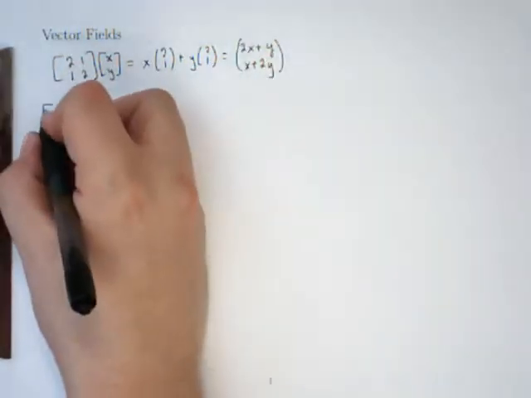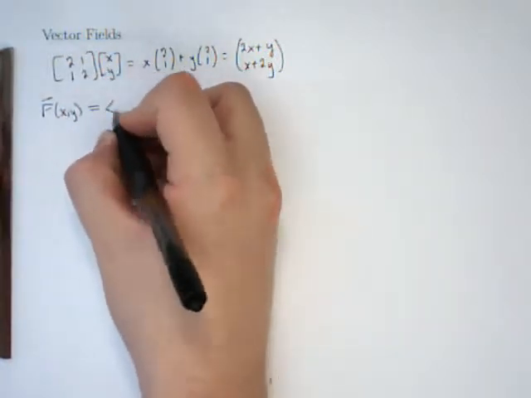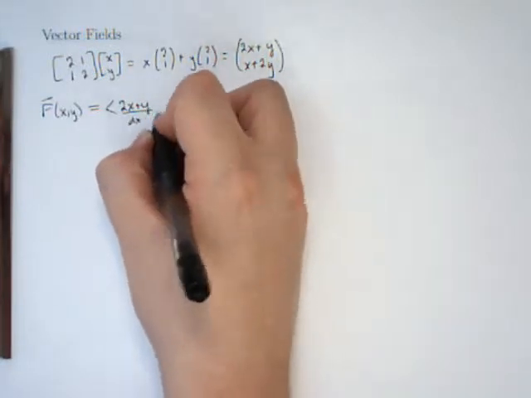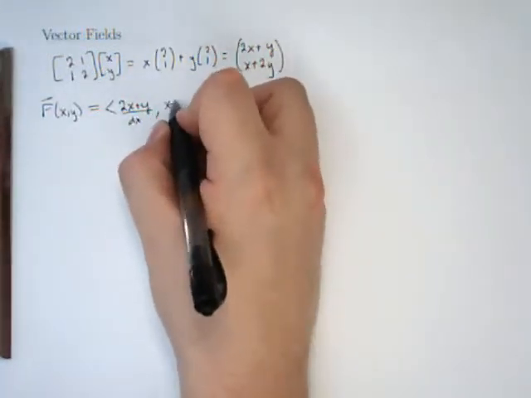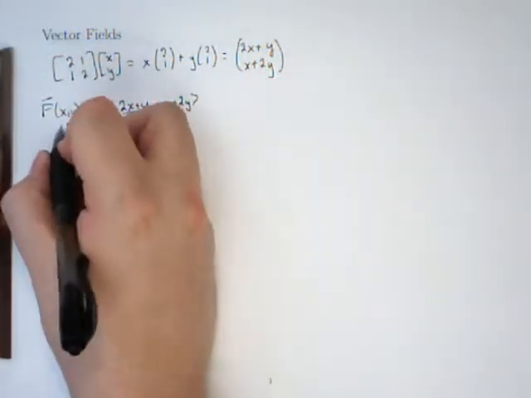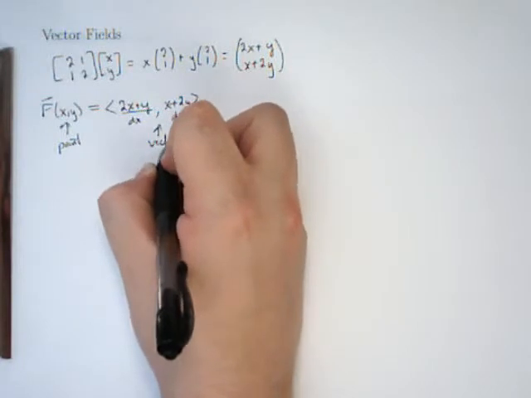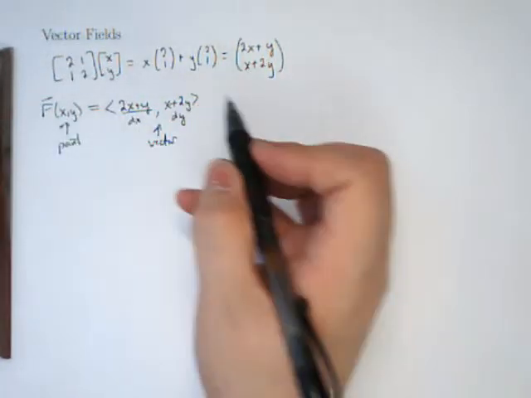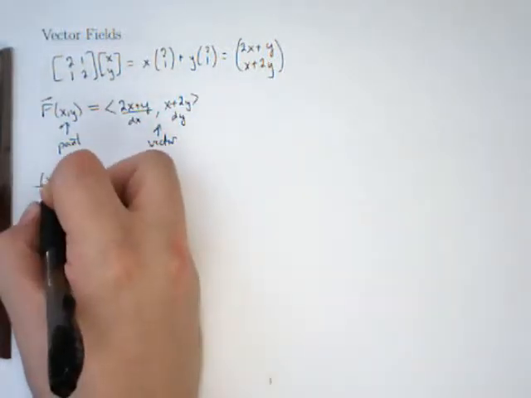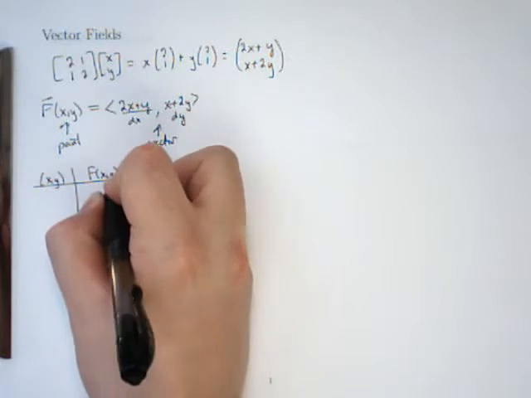The idea is this gives us a function where you can put in any x and y value and get out a change in the x direction, 2x + y, and x + 2y, which is now our change in the y direction. So think of this as a point. Think of this as a vector. At each point, we're going to draw this vector. So here's the idea: if I put in a point, I get out a vector.